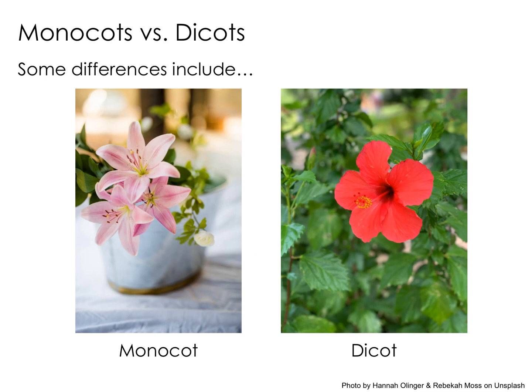Another difference between monocots and dicots is the number of petals that they have in their flowers. So monocots have petals that are multiples of 3. So this lily, which is a monocot, has 6 petals, whereas dicots, like this hibiscus flower, have petals that are multiples of 4 or 5. So this flower has 5 petals.